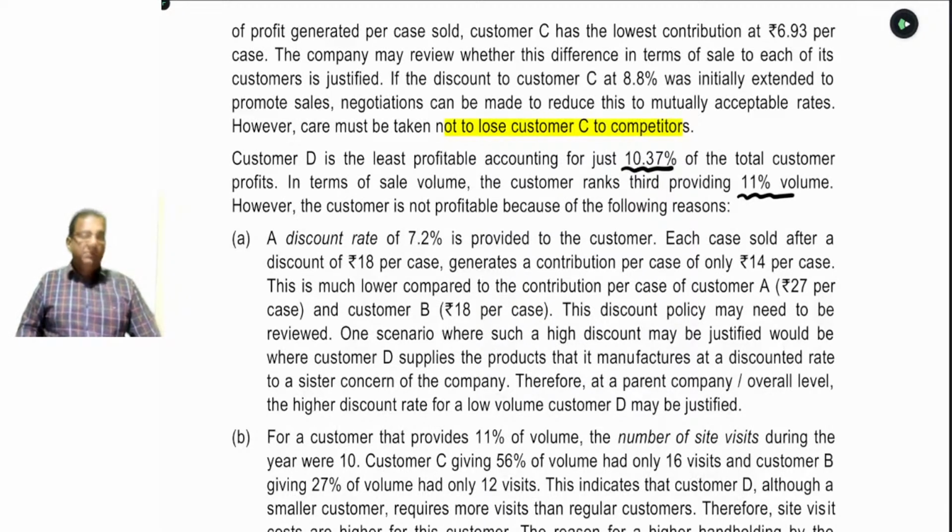Write down point number 5. Reasons to be provided for customer identified in point number 4, that is, the lowest profitability customer.